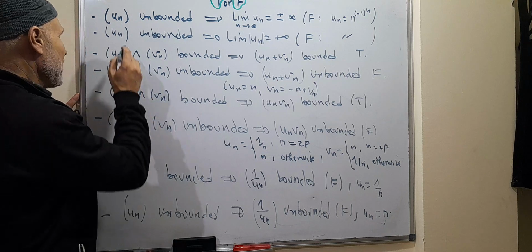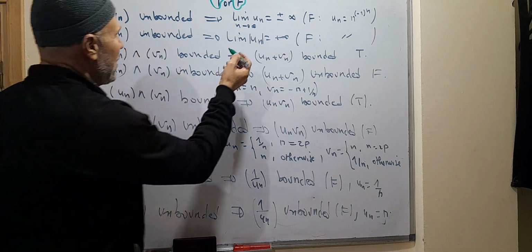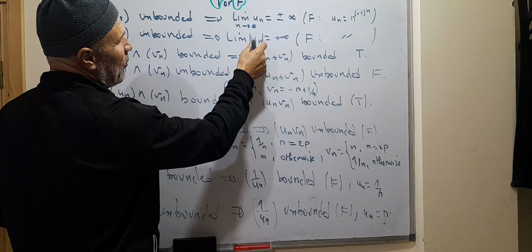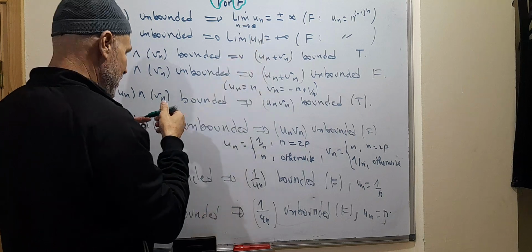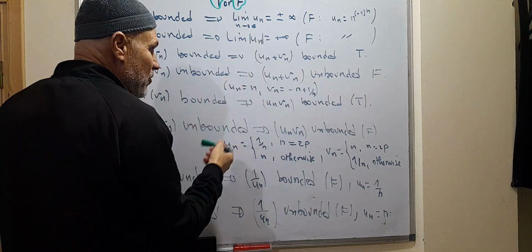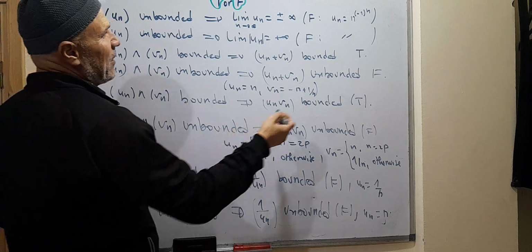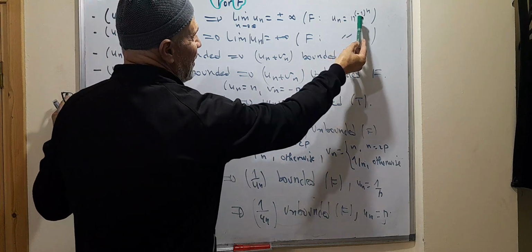The second question: if un is unbounded, is the limit of the absolute value of un equal to plus infinity? Once again, this is false, and we can take the same example.